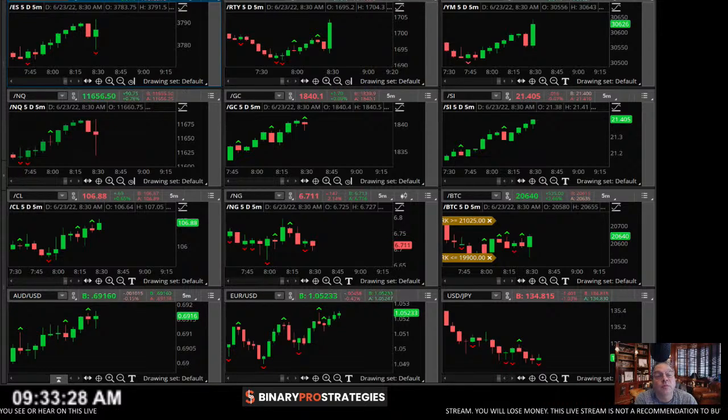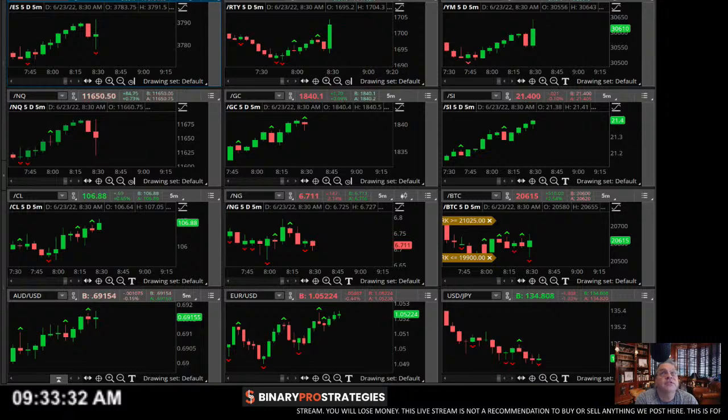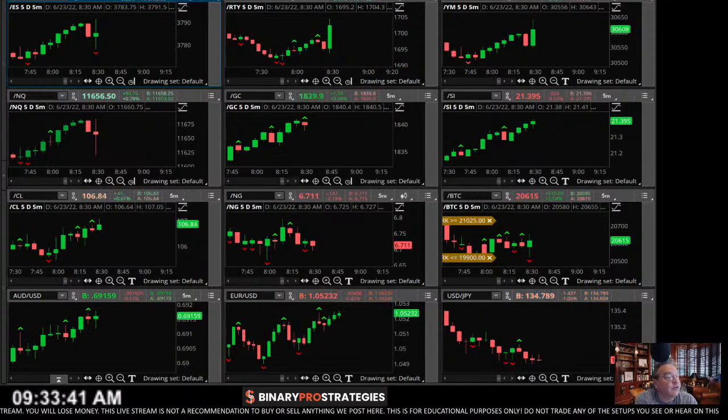Silver's actually coming into a buy right now. Silver is good, it's just a slower mover, much slower than what we're used to when we're trading the indices, or even gold, much slower than gold. But anyway, I'll give you some numbers here on the silver.